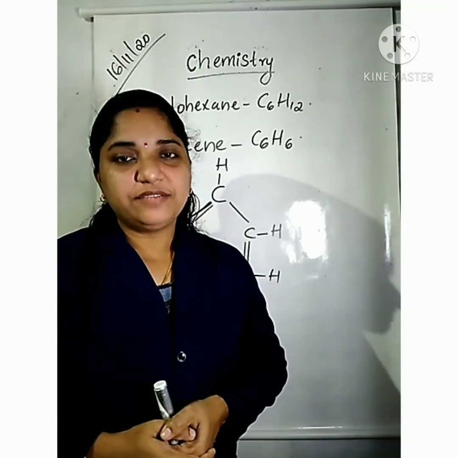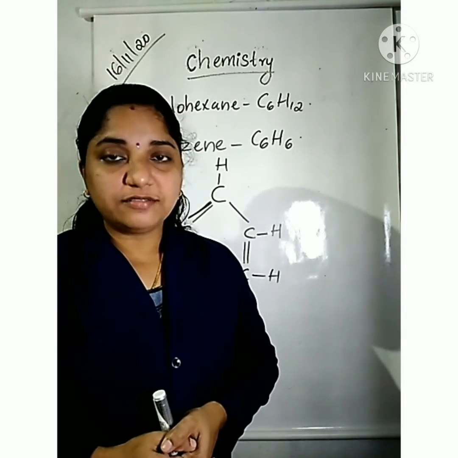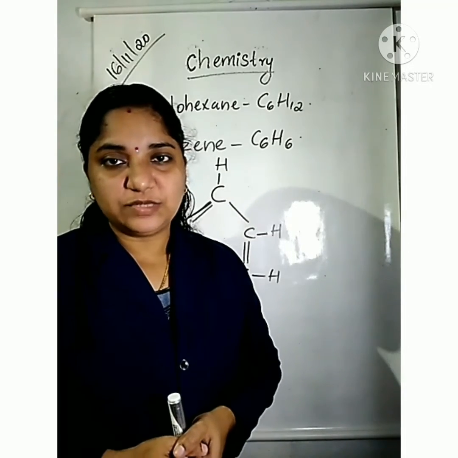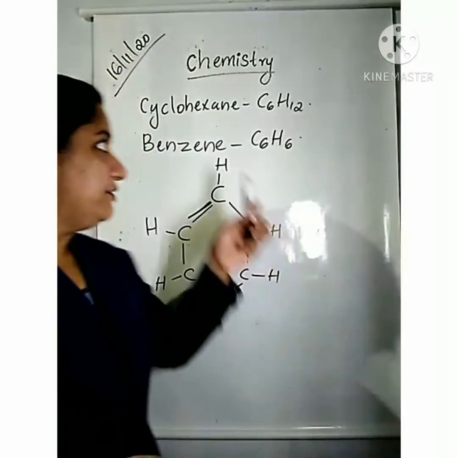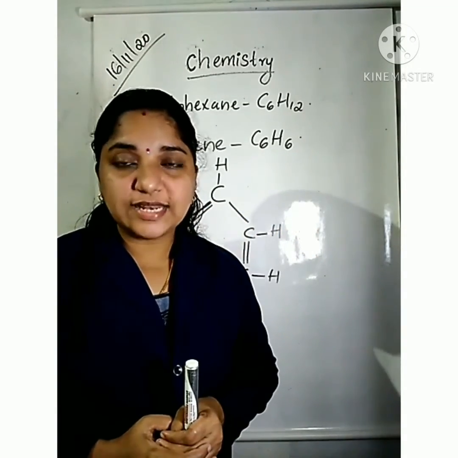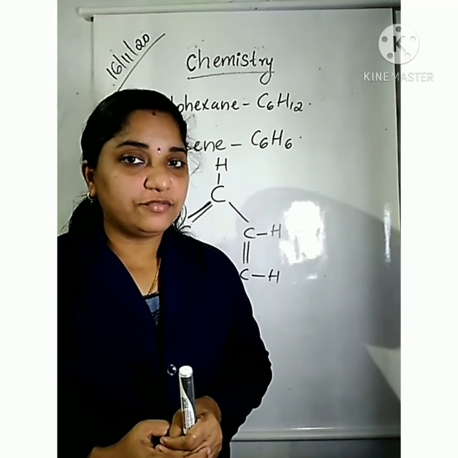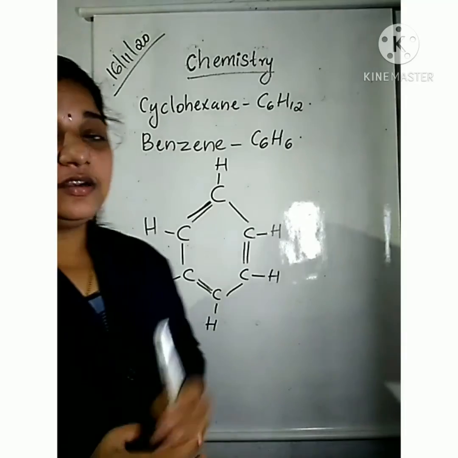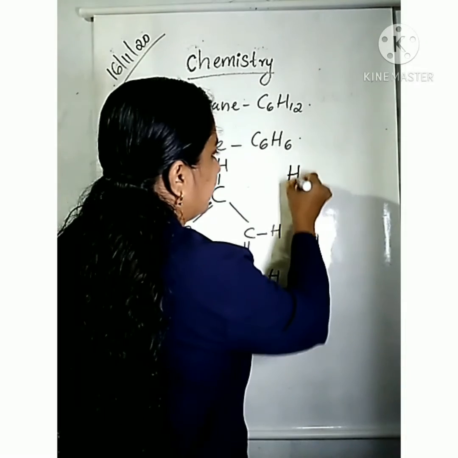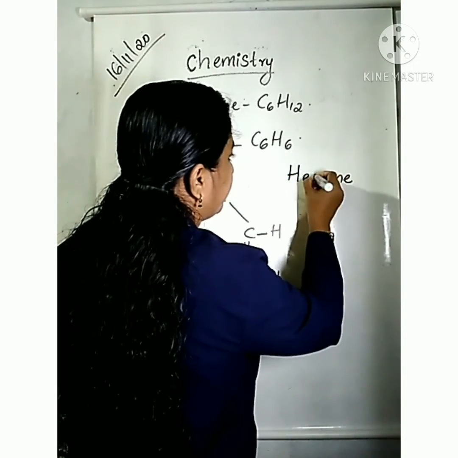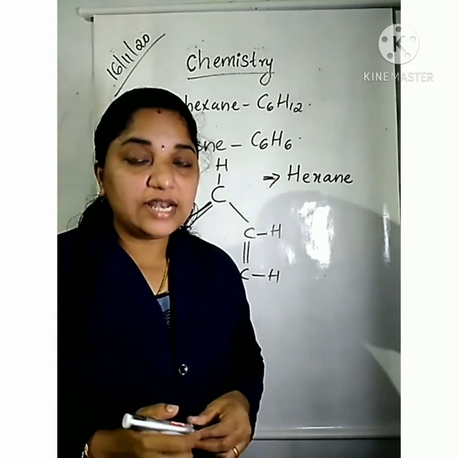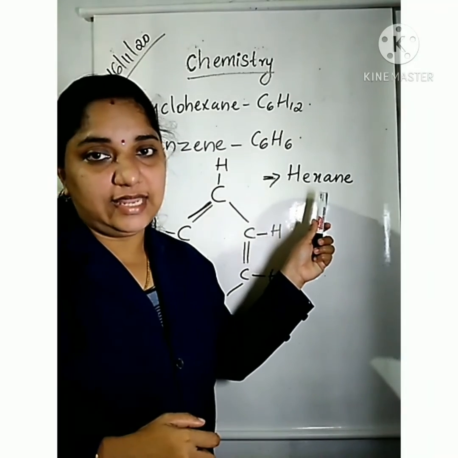Children, today we went through different structures of carbon compounds, and we also learned about structural isomers. We are familiar with 2 ring compounds of carbon, cyclohexane and benzene. Then one homework for you. Draw the possible structural isomers of hexane. That is the homework. Draw the possible structural isomers of hexane.